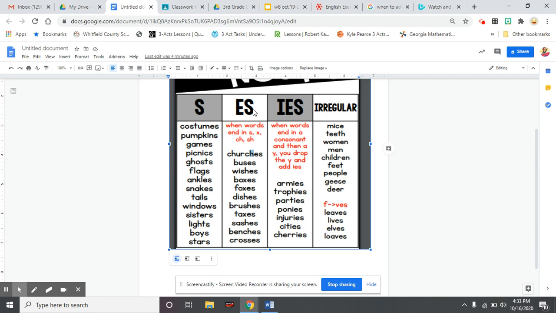We also have irregular nouns like mice, which would be mouse becomes mice, tooth becomes teeth, woman becomes women, man becomes men, child becomes children, foot becomes feet, person becomes people, goose becomes geese, and deer remains deer, whether it's singular or plural.